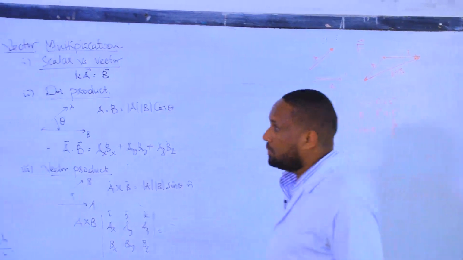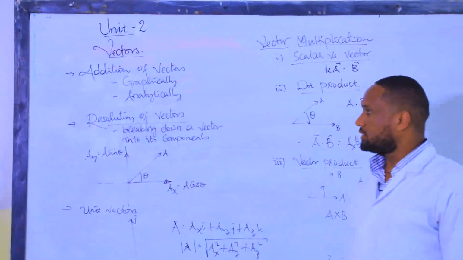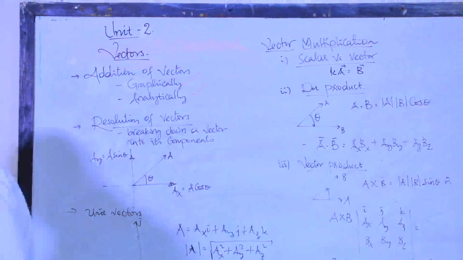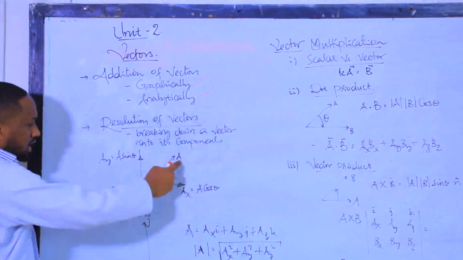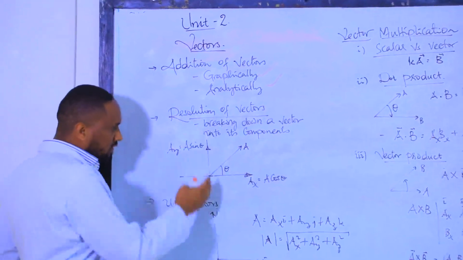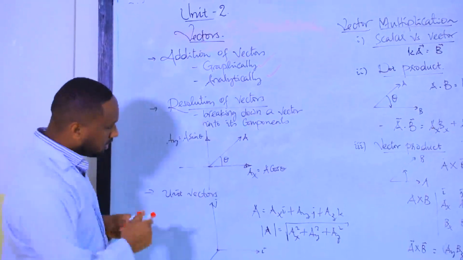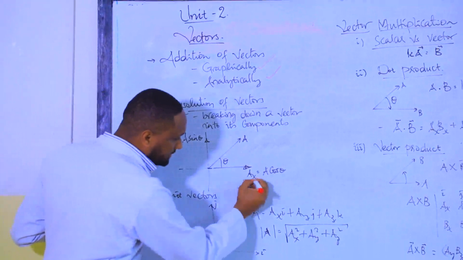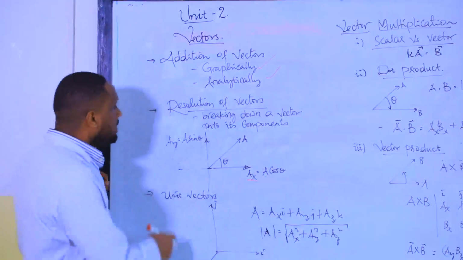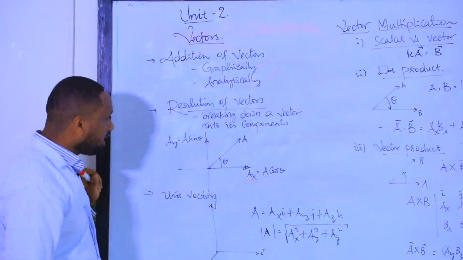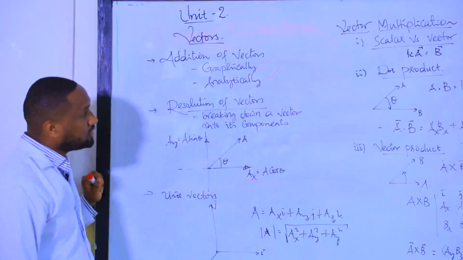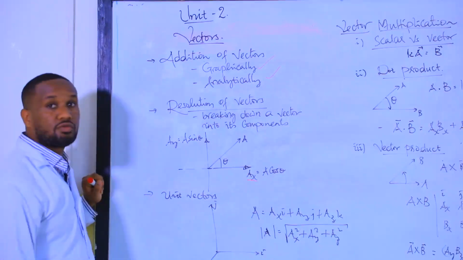Another thing about vectors is resolution of vectors. Resolution is to break down a given vector into its components. For example, as you can see, we have a vector A, which makes an angle theta with the positive x-axis. This vector A can be decomposed into two components. The first component is AX, the x component of vector A, which is given by A cos theta, and the vertical component is AY, which is given by A sin theta.